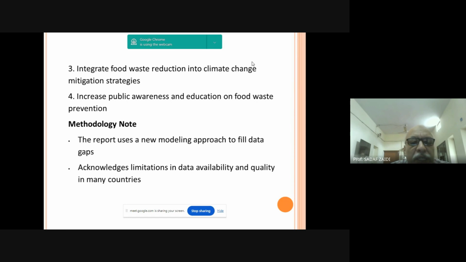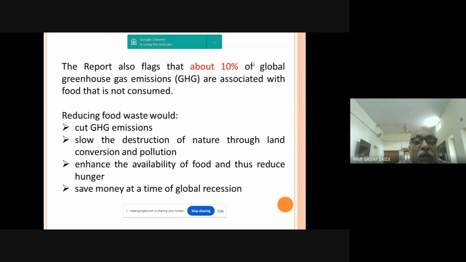So we should increase public awareness and education on food waste prevention. और फिर इसने एक methodology note दिया है. The report uses a new modeling approach to fill data gaps, and then it acknowledges limitations in data availability and quality in many countries. तो ये दोनों चीजें इसने acknowledge की. So one more thing it says is that about 10% of global greenhouse gas emissions are associated with food that is not consumed.